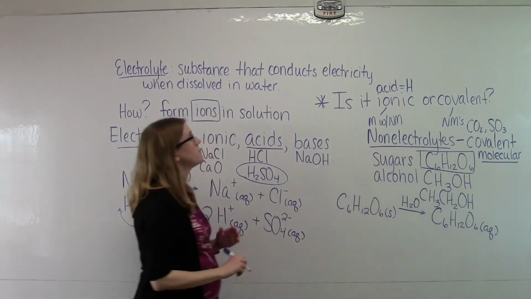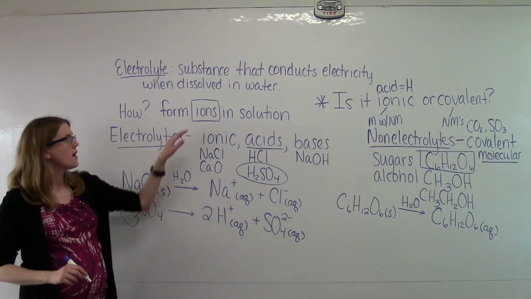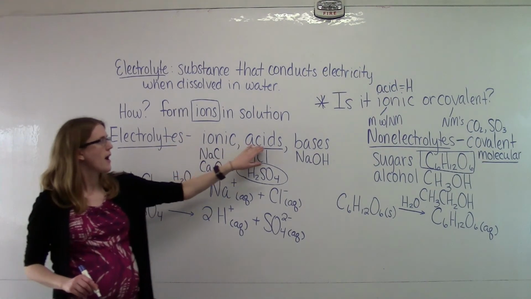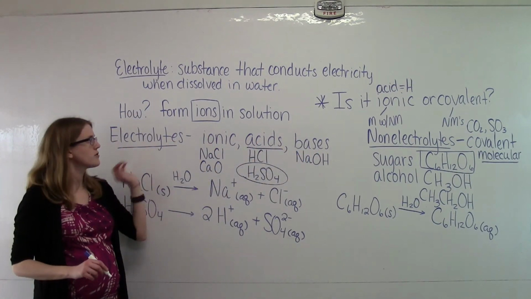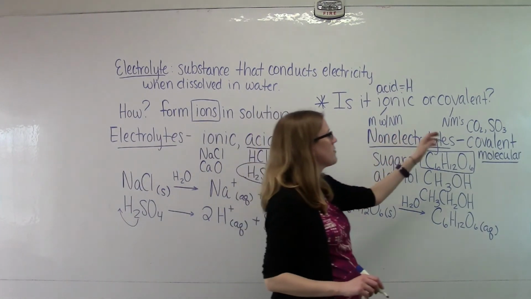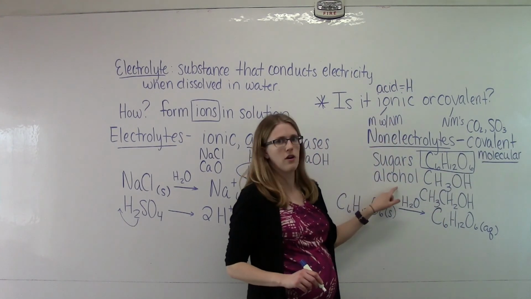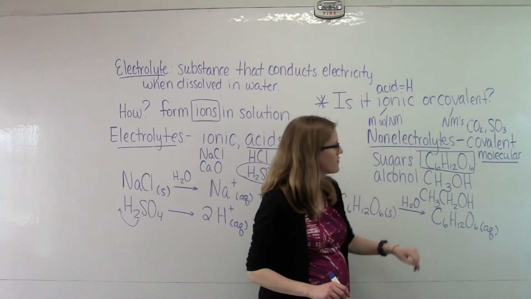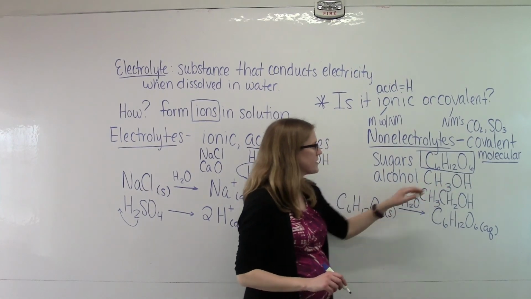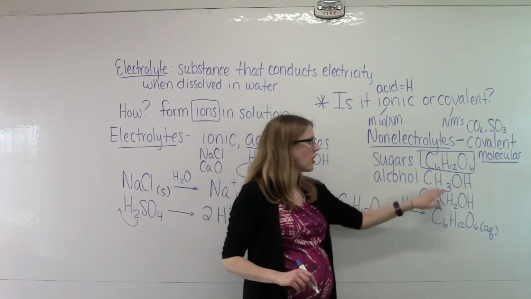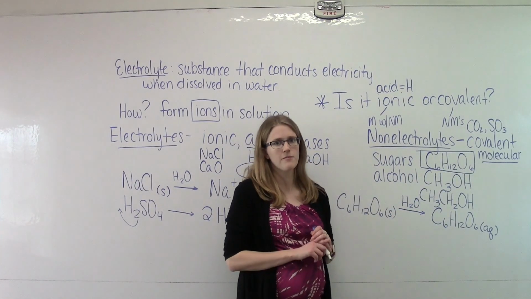So there you have it. Electrolytes conduct electricity because they put ions in solution. We're looking for ionic, acids, and bases to see if it's an electrolyte. Non-electrolytes are going to be other covalent compounds. Don't get mixed up with the alcohol. If it ends in hydroxide, you've got to look and see, is it with a metal like sodium, or is it with carbons and hydrogens? Then it's just going to be covalent. So there you have it.